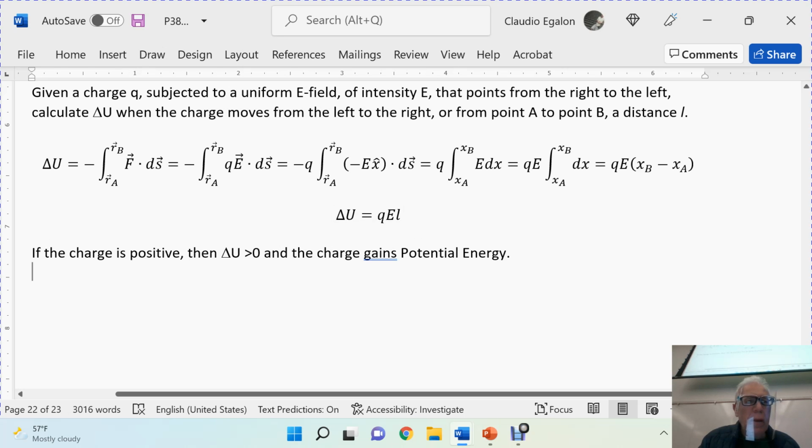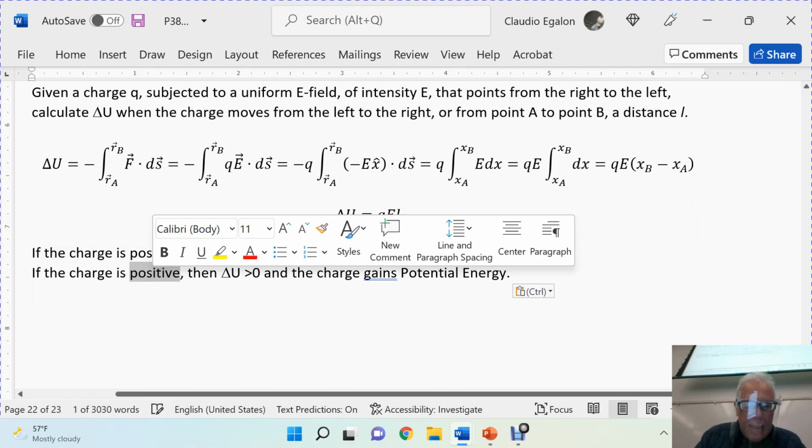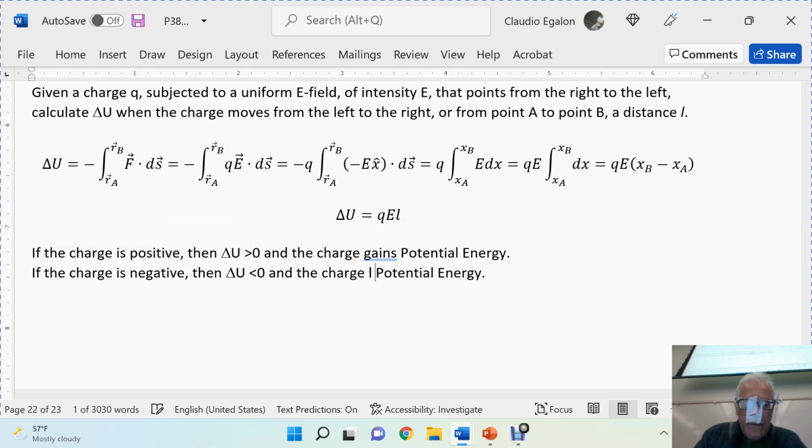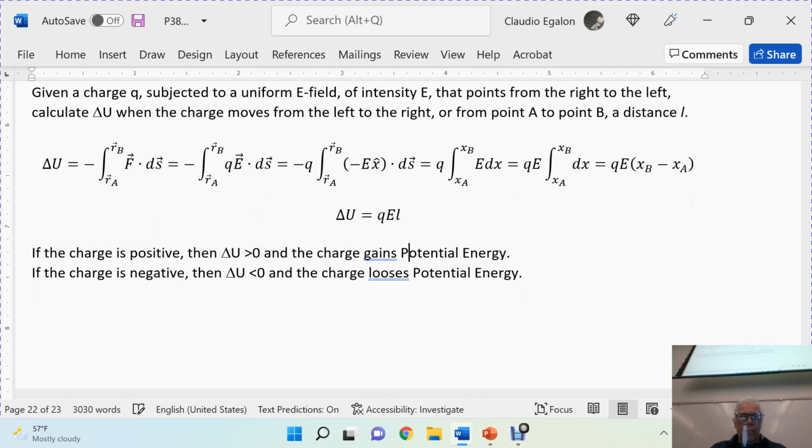Similarly, if the charge is negative, then delta U is less than 0, and the charge loses potential energy. Every time that something loses potential energy, that's because it's moving according to the direction of the force of the field. Now let's do the next one.